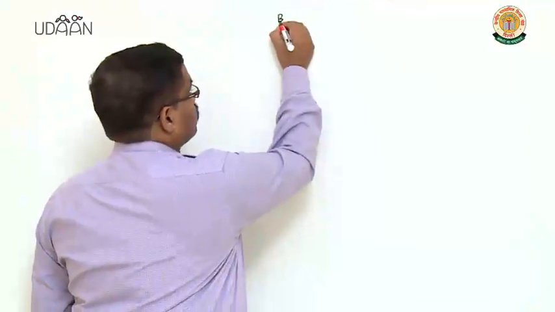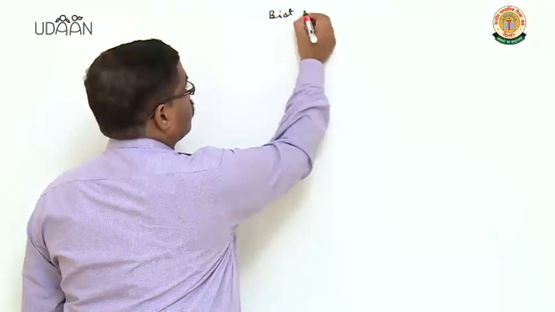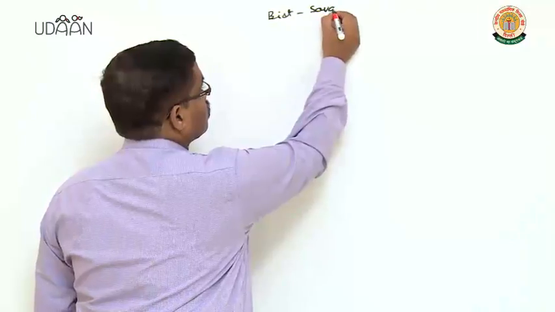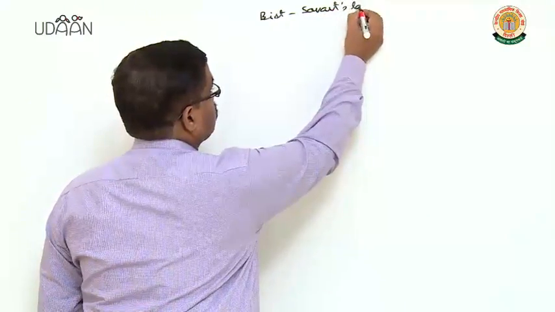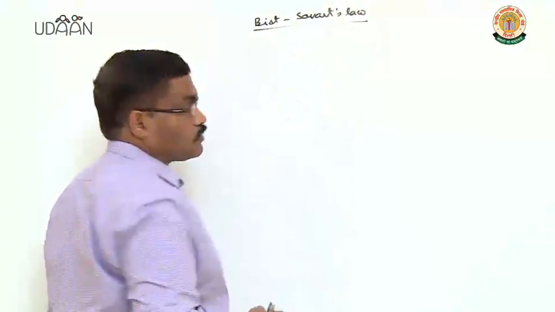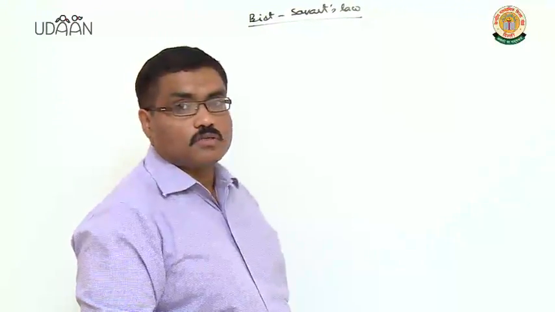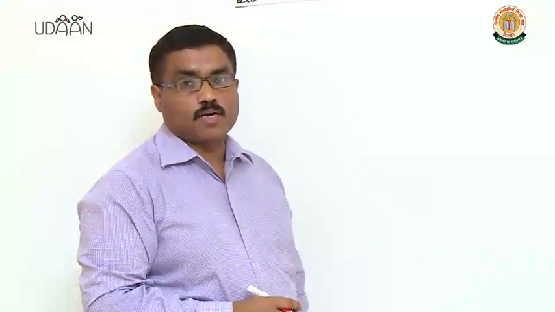Today we will be studying about magnetic effects of current. The first topic we will be studying about is Biot-Savart's law. Now Biot-Savart's law tells you how to find magnetic field due to a current element, and then we'll try to find how to get its direction.